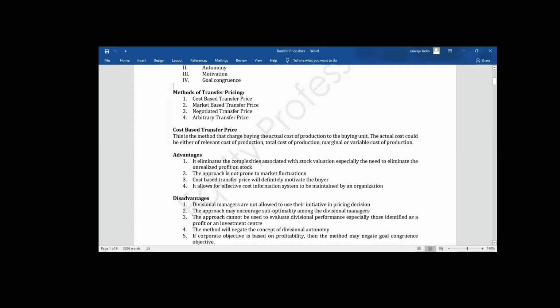This approach may encourage suboptimality. That is, a division may not be working in the best interest of the company. This approach is not suitable for performance evaluation, especially where the division is identified as a profit center or investment center. The cost-based method will negate the concept of divisional independence. It will negate divisional autonomy, no freedom.